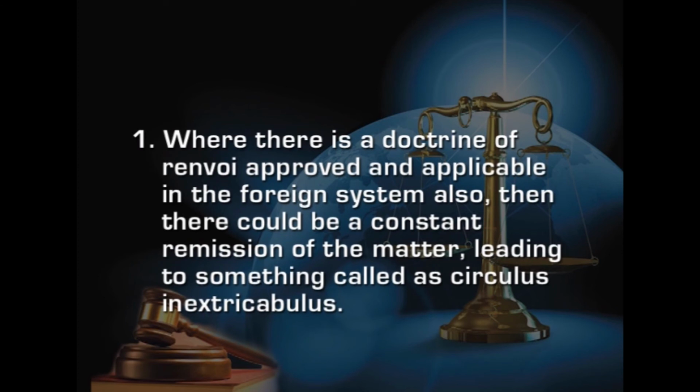Some of the criticism that was levelled against this principle of Renvoi centered on the following points. 1. Where there is a doctrine of Renvoi approved and applicable in the foreign system also, then there could be a constant remission of the matter, leading to something called circulus inextricabilis. This principle would be completely successful only if the other legal system does not recognize Renvoi, thus leading towards a decision in the dispute before the court instead of a constant remission.